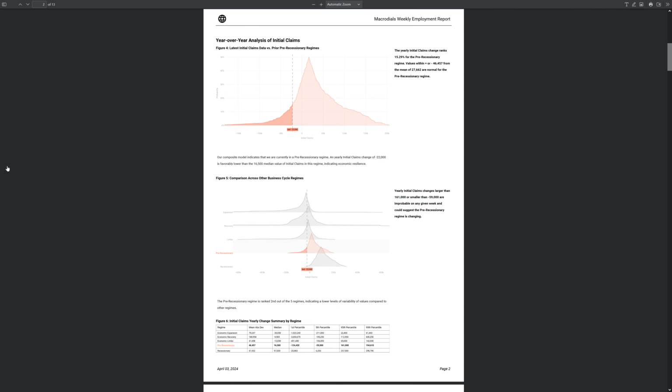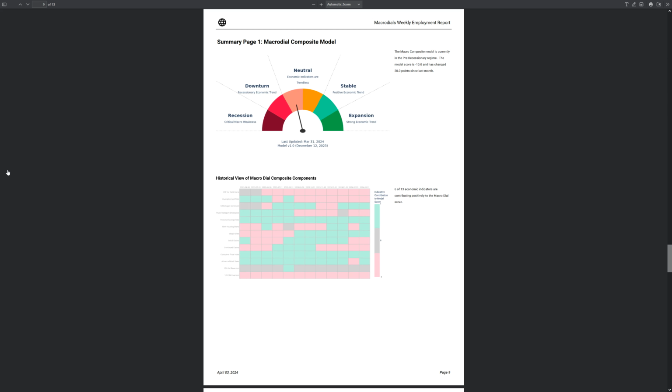The second analysis examines recent employment data releases by comparing them to clusters of historical data, categorized into different regimes or phases of the business cycle. These regimes are expansion, recovery, limbo, pre-recessionary, and recessionary. Whether a data release falls within a specific business cycle regime is determined by our macro composite model, which reaches its determination by analyzing the overall performance of a broad set of macroeconomic indicators.